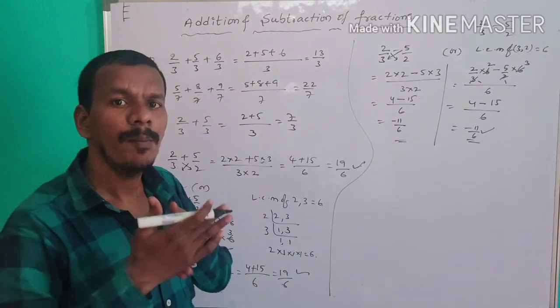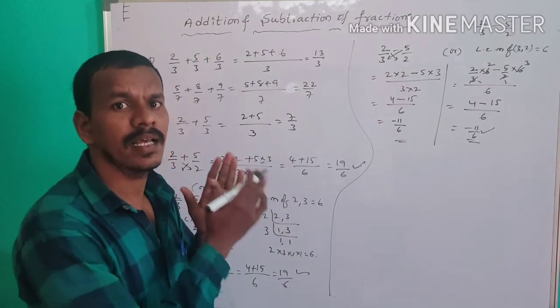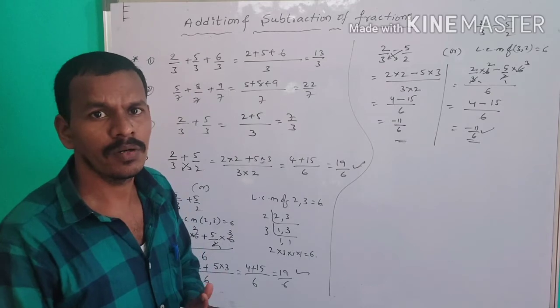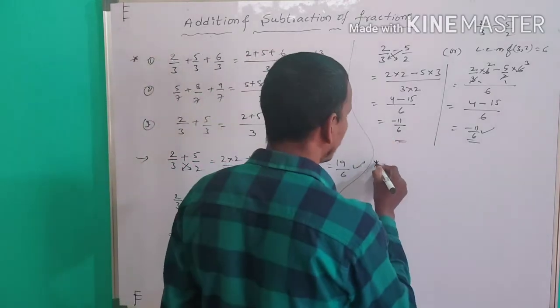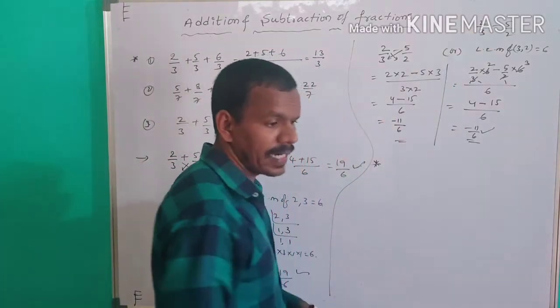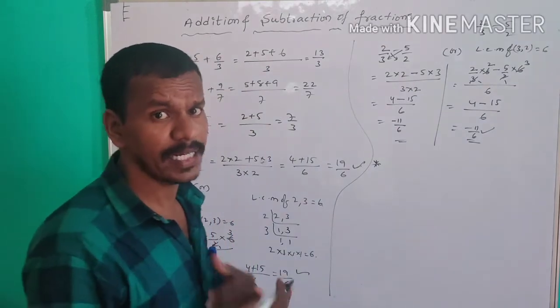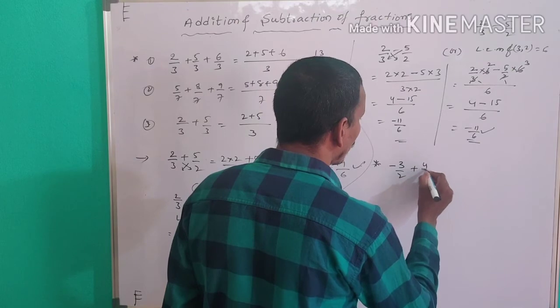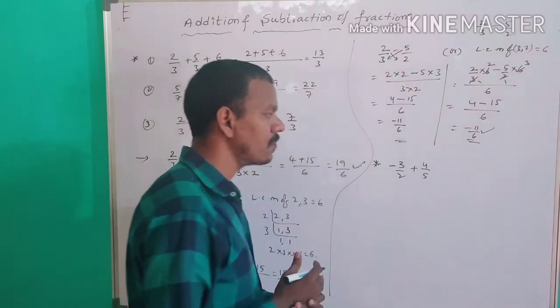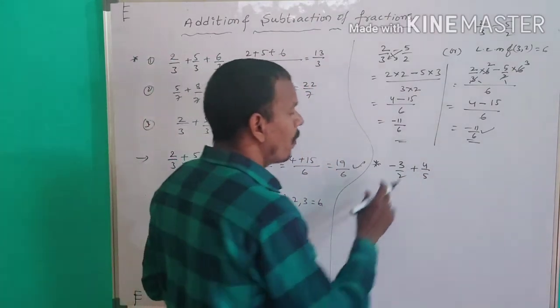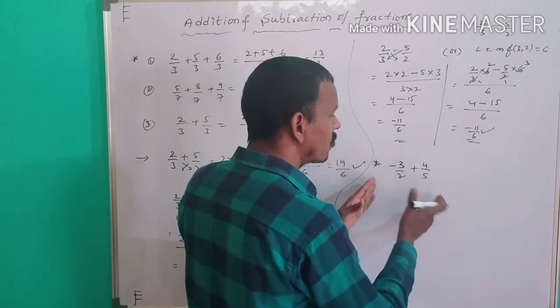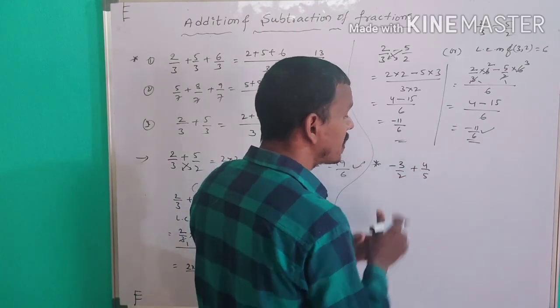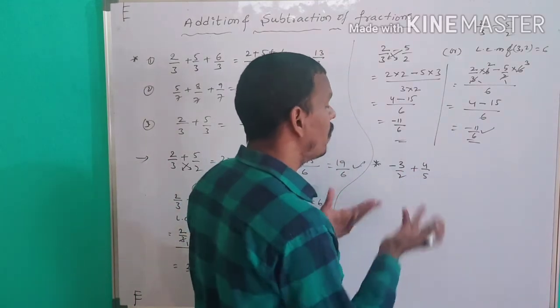Suppose a minus symbol is in front of the number, meaning the first number has a minus and the second number has a plus. How can we solve it? Minus 3 by 2 plus 4 by 5. It is also the same, but the middle is plus, so we have to follow the middle plus.